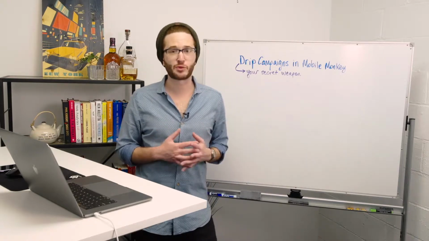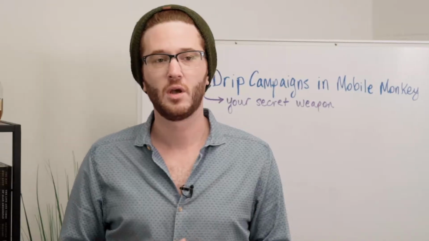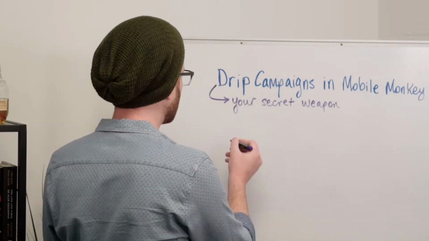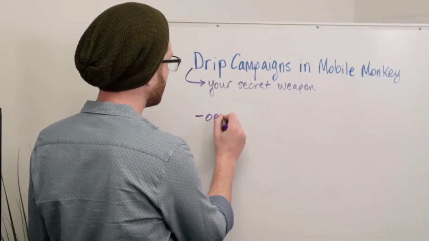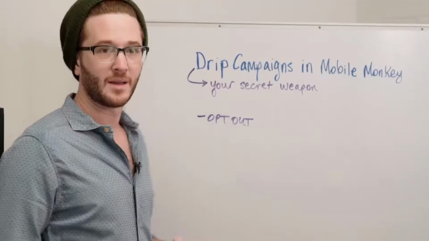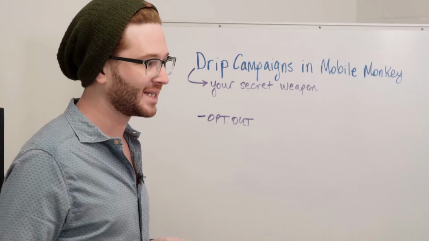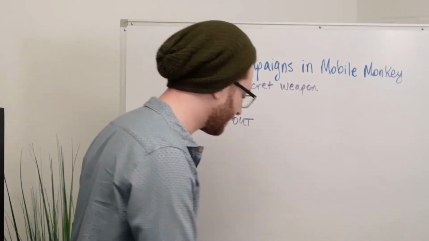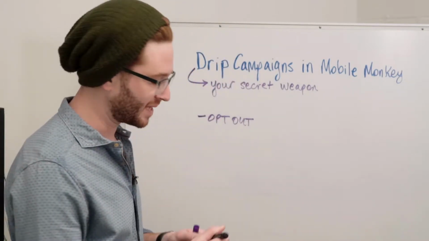Just briefly, a couple best practices for drip campaigns. One is you should always include the ability to opt out. So offer that opt-out prompt whenever you send out a drip. The second thing to understand about drip campaigns is the appropriate temporal sequence in terms of time between each drip and when that first drip should be sent out.